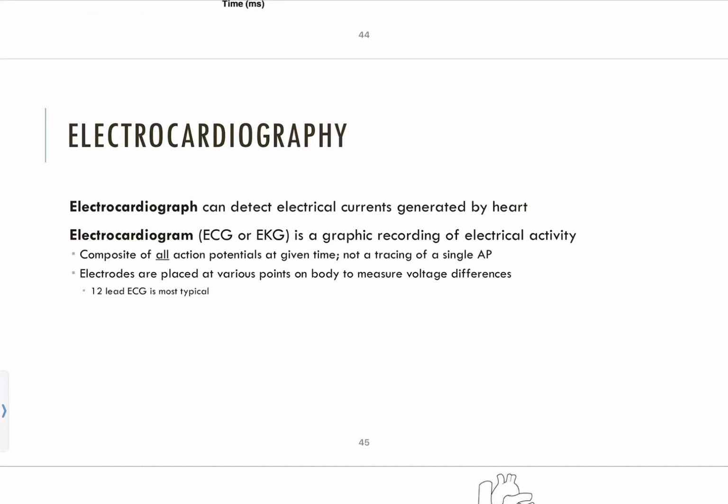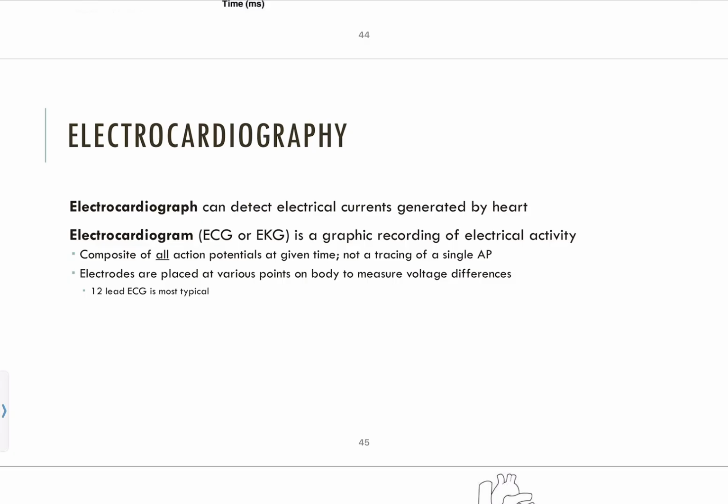The last thing we need to talk about in section 5 is electrocardiography, also represented as ECG or EKG. An EKG is a really powerful tool used to detect the electrical currents that are being generated by the heart. What it produces on a graph is referred to as an electrocardiogram, and it's a complete recording of all the heart's action potentials at a given time, so not just a single one.